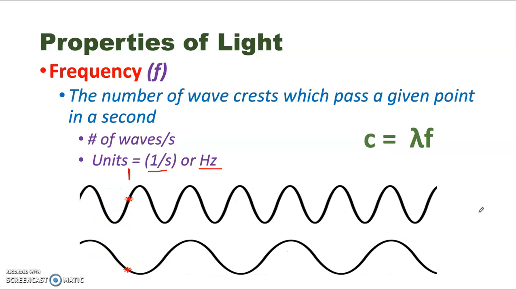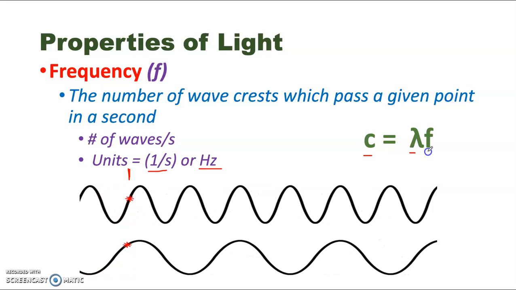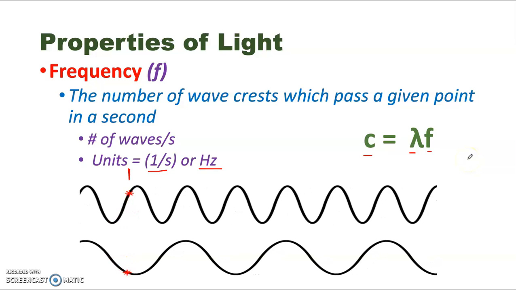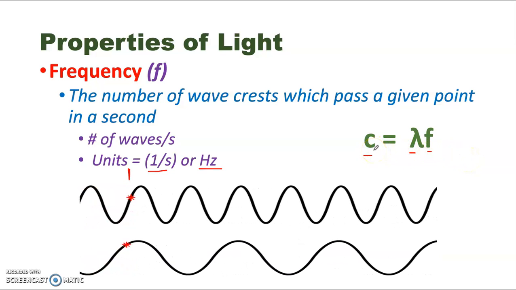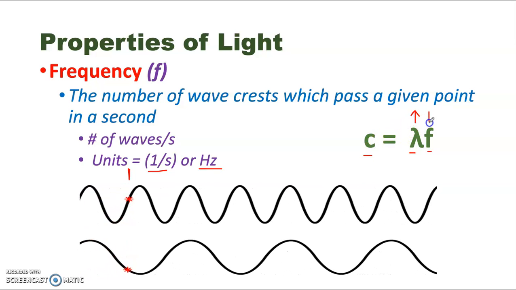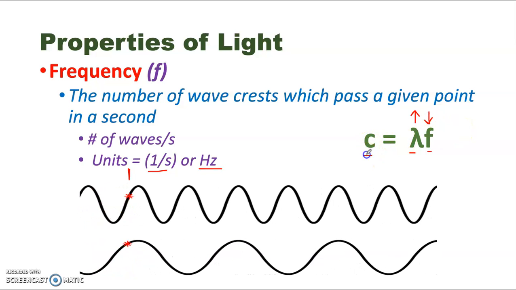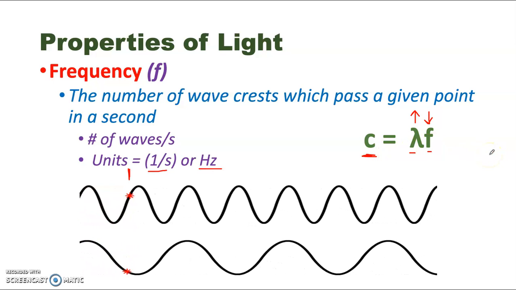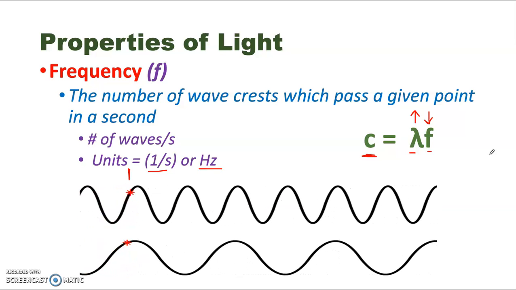And that relates to this equation. The speed of light is equal to wavelength times frequency. So there's an inverse relationship. If you remember chapter 2, if you multiply two variables and it gives you a constant, you know it's inverse. So that means if wavelength goes up, frequency goes down, or vice versa, because the speed of light never changes. It's always 3 times 10 to the 8th meters per second. That's in a vacuum, though. So there is a little disclaimer there.